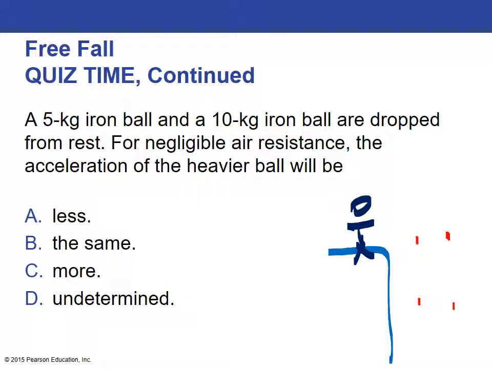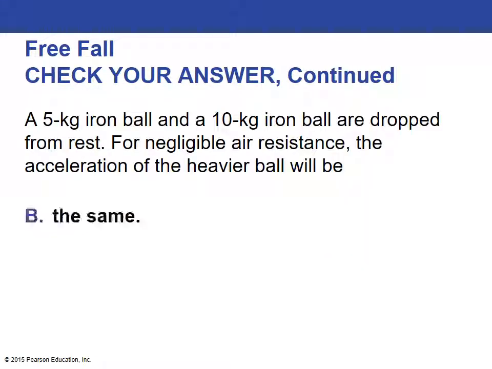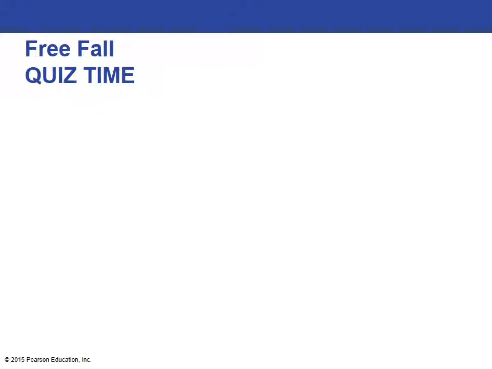So we're dropping 2 objects of different sizes, of different massiveness, off the roof. What is their acceleration relative to each other? Acceleration is the same.